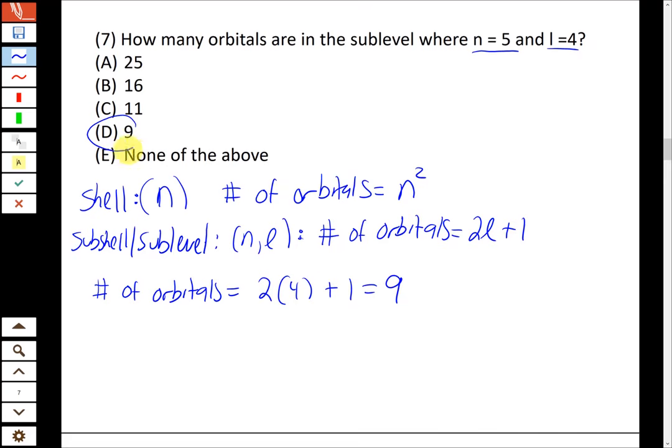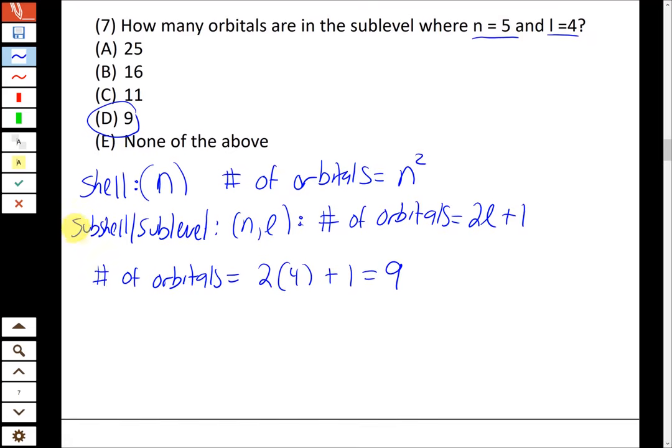And again, it only depends on the value of L. So whether this was n equals 5, L equals 4, n equals 6, L equals 4, n equals 7, L equals 4, if L equals 4, that's how many orbitals are going to be in that sublevel for any of them, regardless of what the value of n is. So you didn't even need the value of n here. Okay, so that's how we get the number of orbitals.